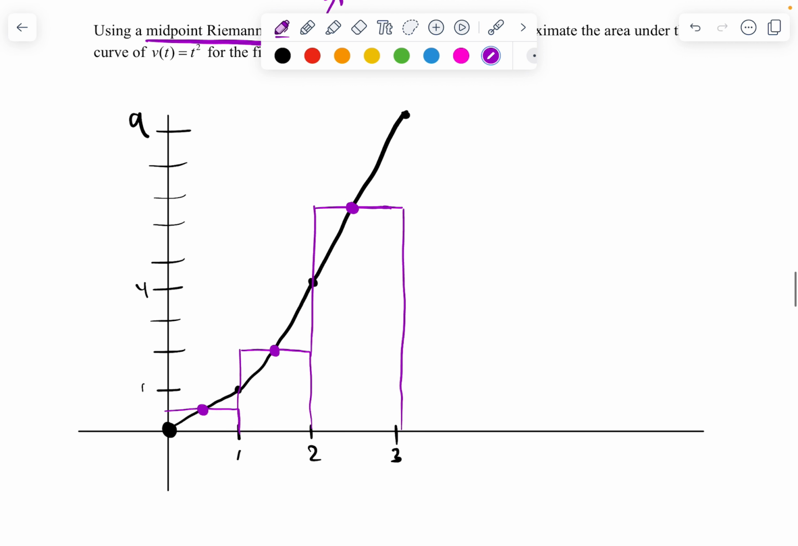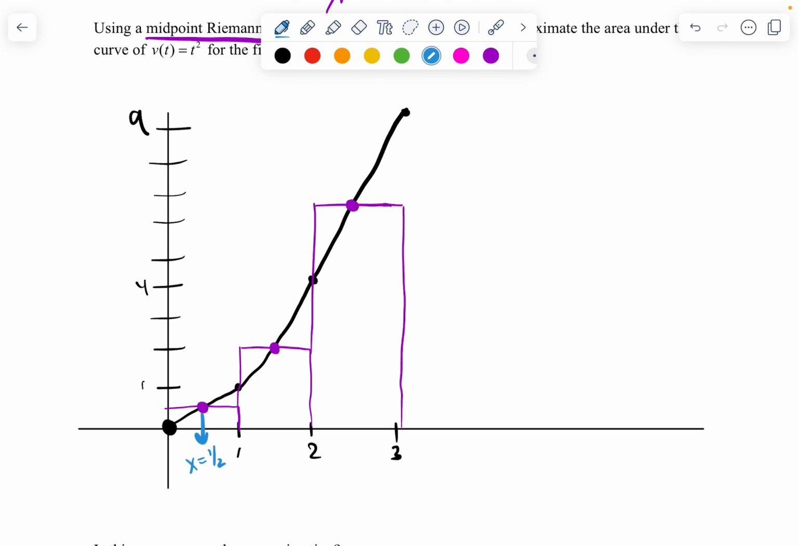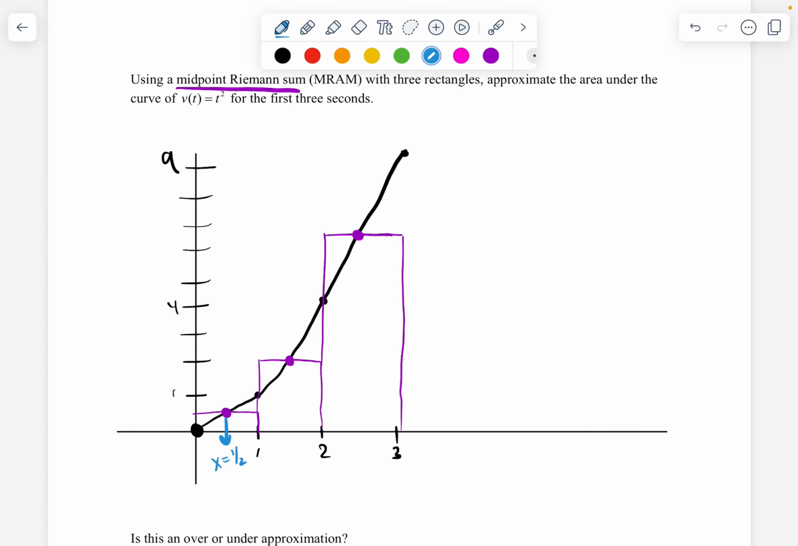So what I mean by that is this x value is half, right? It's between 0 and 1. It's the midpoint, okay? And to find the y value, you have the equation v of t equals t squared. So to find the y value here, that is half squared, because I'm plugging into t squared. So that y value is 1/4.